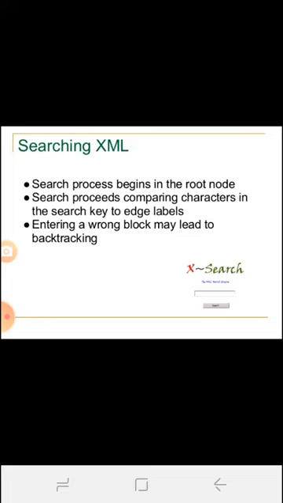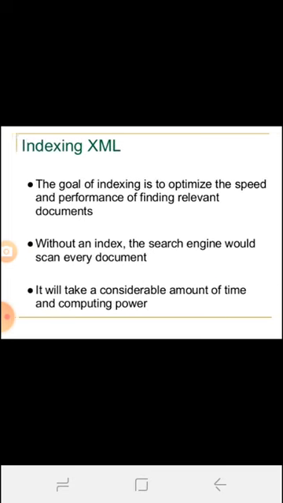Searching means what? The searching process begins in the root node. In a graph structure, it can be searched from the root node, top to bottom. Search proceeds by comparing characters in the search key. Entering a wrong block can lead to backtracking, that is, going to the previous node.